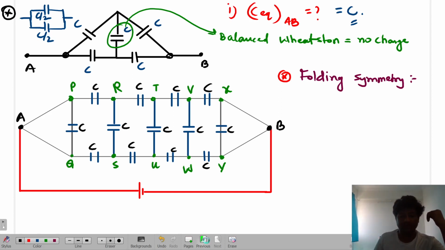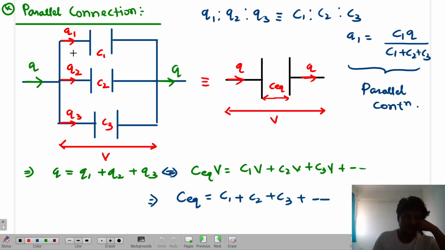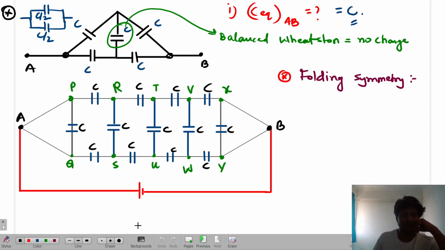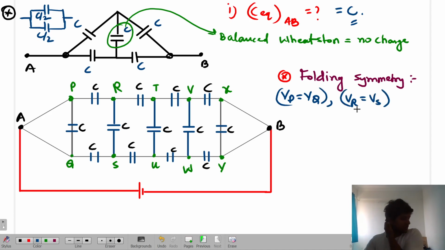When I connect them in parallel connection, we got to know that their potential always remains the same. So here we know that potential of P is equal to potential of Q, potential of R is equal to potential of S. See, and basically you should remember that this can be folded, meaning B can be overlapped with A, and all the points will overlap.